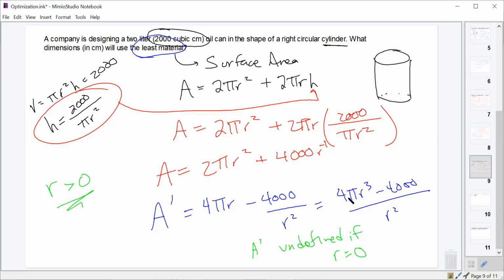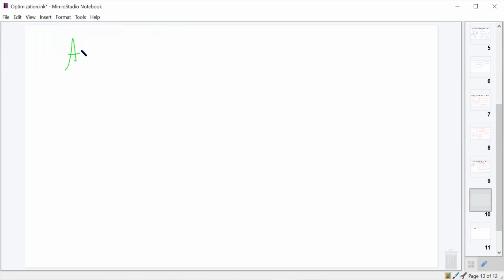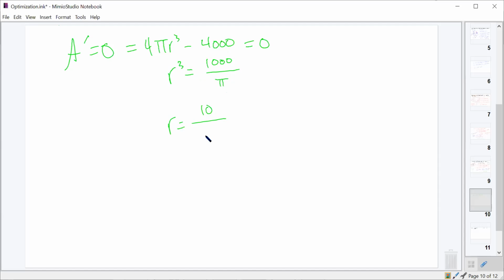So then all we care about is when does this equal 0? So we'll say that a prime equals 0, if what was it, 4 pi r cubed minus 4,000? Is that right? Yeah. Equals 0. So solve for r. We've got r cubed equals what? 1,000 divided by pi, or r is equal to 10 over pi to the 1/3, the cube root of pi. Okay, that makes sense.